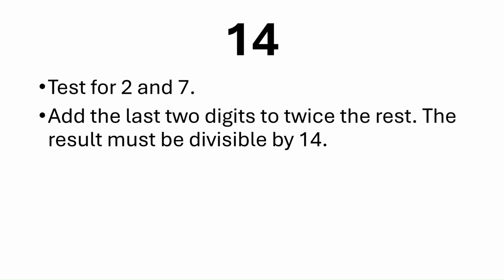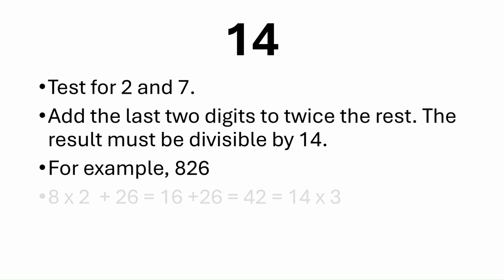Alternatively, add the last two digits to twice the rest. The result must be divisible by 14. For example, 826: 8 by 2 plus 26 is equal to 16 plus 26, which is equal to 42, which is 14 by 3. 15. Test for 3 and 5.